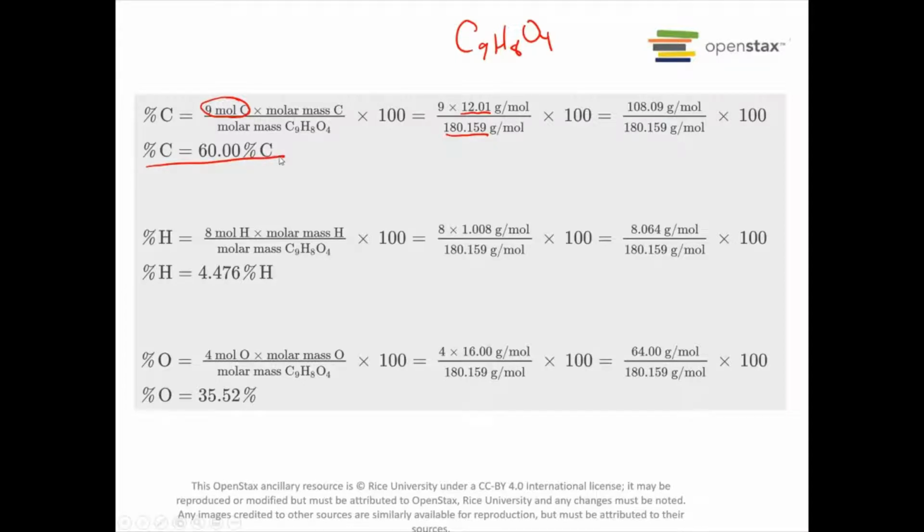We do the same thing for hydrogen. There's 8 hydrogens times its molar mass divided by the molar mass of the whole compound. We get 4.476% hydrogen. And notice we're doing 4 significant figures because that is what our molecular mass sig figs are. And then oxygen, same thing. We have 4 of them times its molar mass of 16 divided by the total. And we get 35.52% oxygen.